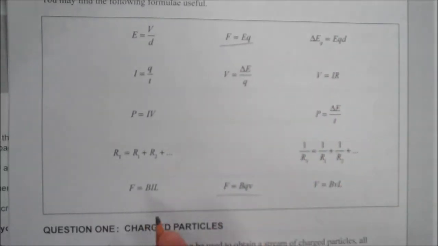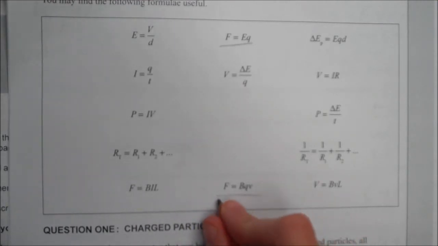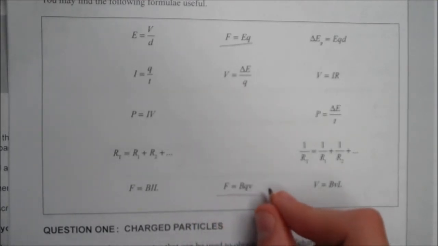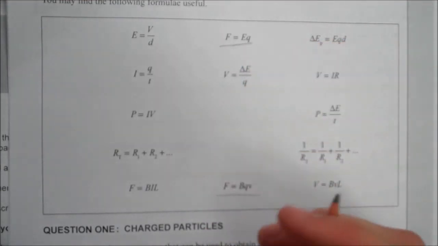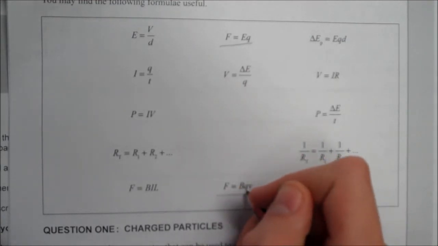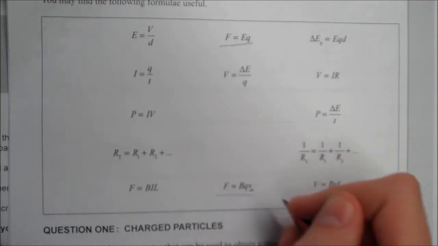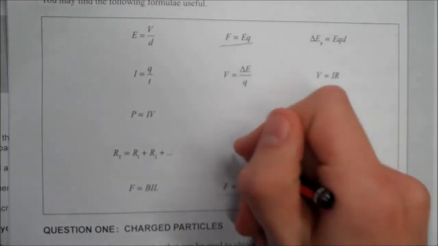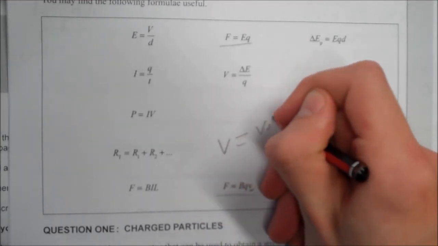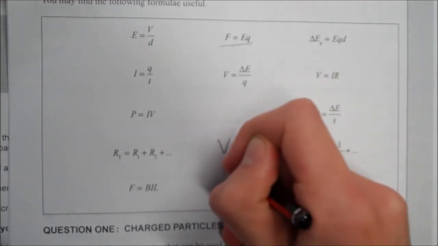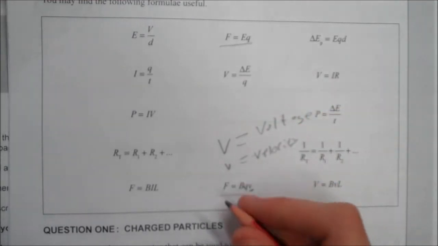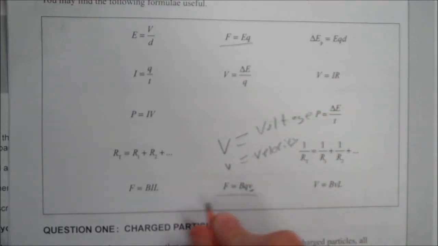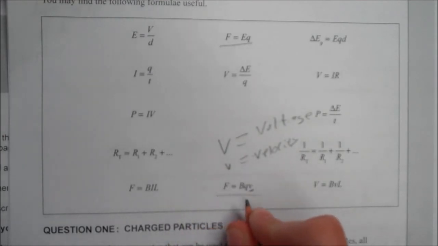But if we look at the magnetic force here, we've got force equals BQV, where B is the strength of the magnetic field, just like E is the strength of the electric field. And Q is charge, but we do have velocity here. Remember, with electricity, big V is voltage, and small v is velocity. So the force experienced by a particle in a magnetic field is proportional to the velocity.